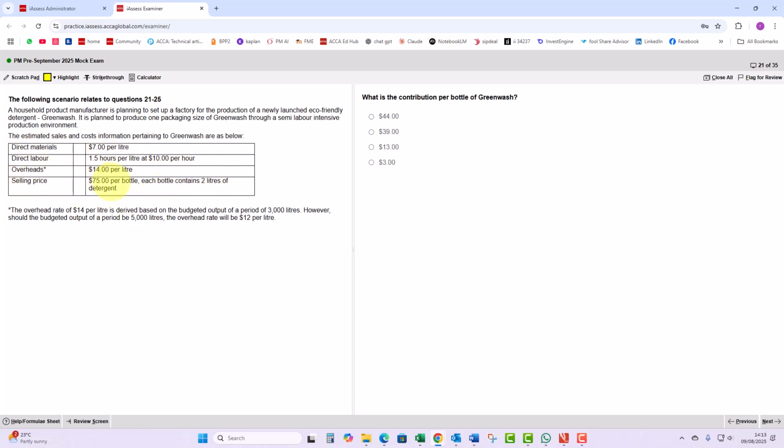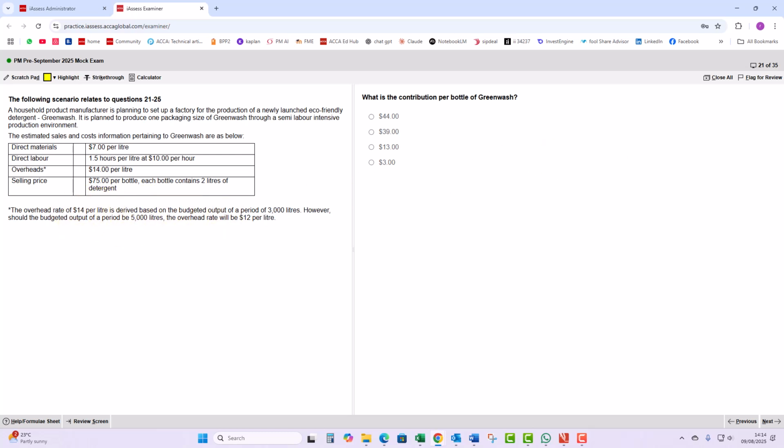The information it's given us here isn't in the exact format we want to use it. Although we've got direct materials at 7 per litre, each bottle contains 2 litres, so we'll need to double that. Direct labour is 1.5 hours per litre at 10 per hour, so that's 15 per litre, but again 2 litres here, so that would be 30. And the overheads, we've got a rate based on 3,000. We're told what it would be if it's 5,000. So those overheads are likely a mix of some variable and some fixed costs. So that's probably going to suggest that the high-low method is going to come into play.